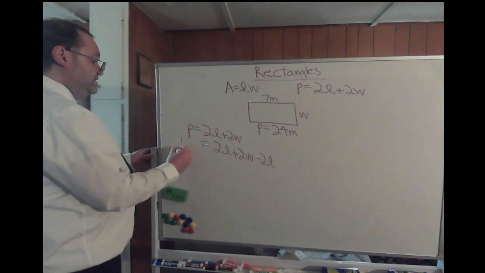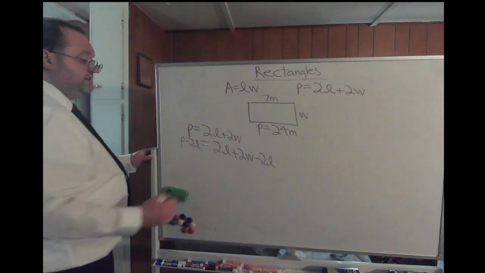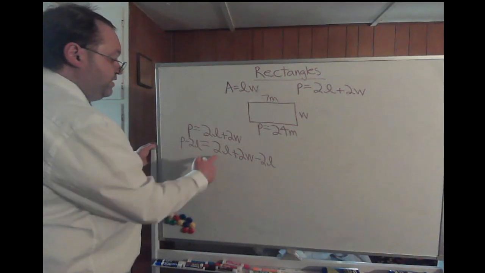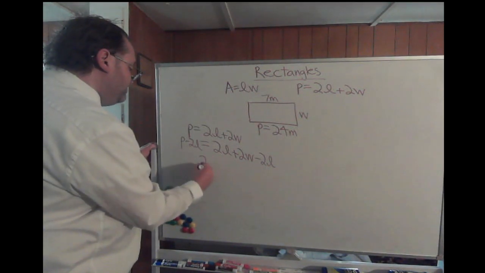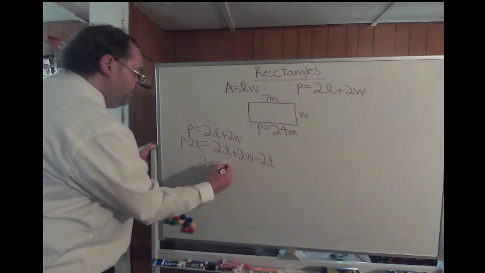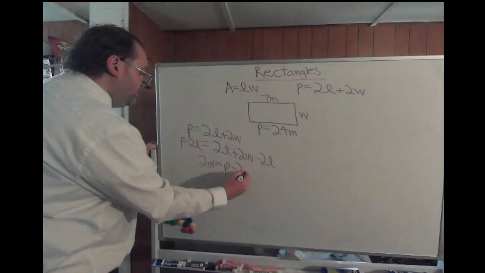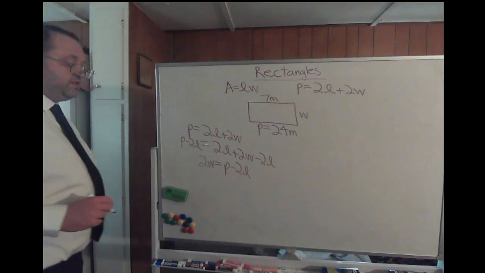But what you do to one side, you got to do to the other. So you'd have P minus 2L on the left side. On the right side, you'll have 2L minus 2L, which is 0. That just leaves 2W by itself, which is equal to P minus 2L. So twice the width is equal to the perimeter minus twice the length.